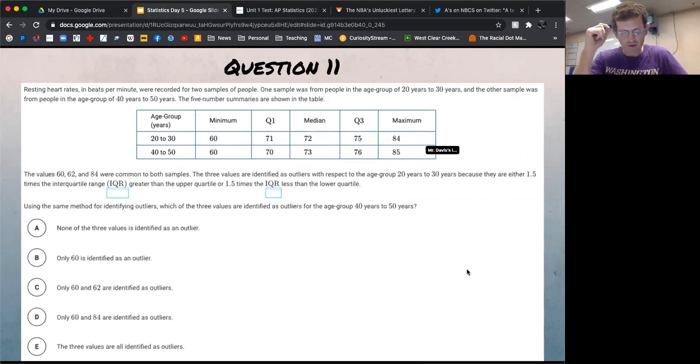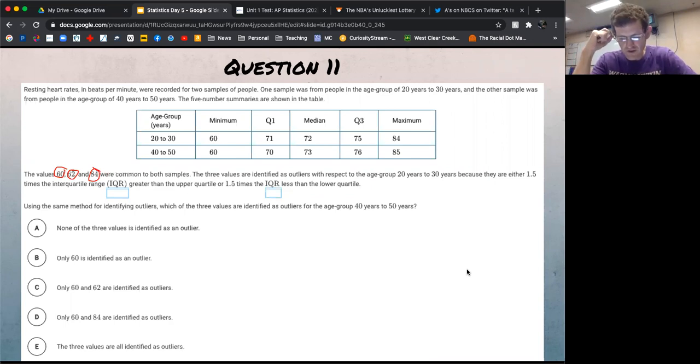Okay, so I'm going to read this. I want to make sure we're all on the same page at the beginning. Resting heart rates were recorded for 2 samples of people. One was between 20 and 30, the other sample between 40 and 50. Here are the 5 number summaries. The values 60, 62, and 84 were common to both samples.